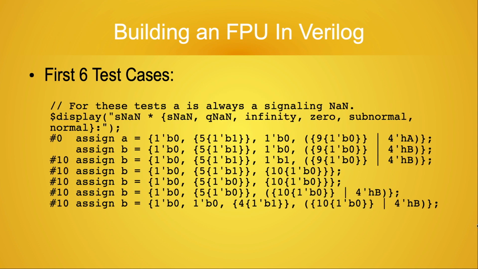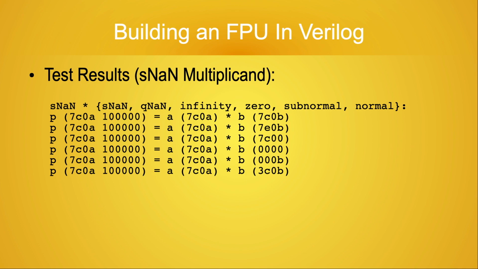If we run these 6 test cases, the result we should get for all 6 is hexadecimal 7C0A. In fact, that is what we get when we run these test cases. Let's decode these results. The letter P represents the product of the 2 input values. In parentheses, there are 2 values. The first is the hexadecimal representation of the product. The second value is a bit vector, where each digit represents one of the type flags returned from HP class.